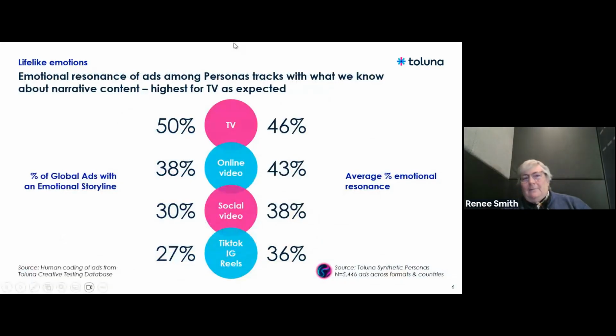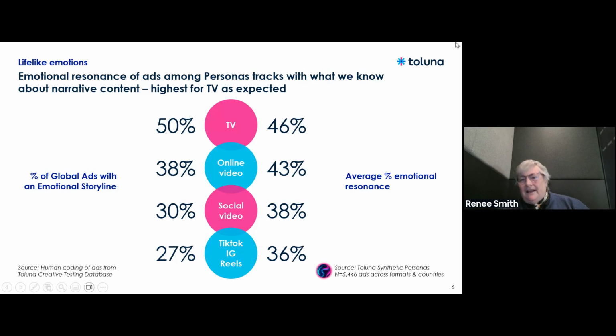Another aspect, if you want to think about emotions and personas, this is showing advertising emotional resonance. So what you have on the left-hand side is the percent of global ads that were coded by humans. This was some work we did entirely separately about a year ago, coded by humans as to whether those ads have an emotional storyline. And as you would expect, television ads tend to have a more emotional storyline. There's often more room for the narrative and the narrative arc.